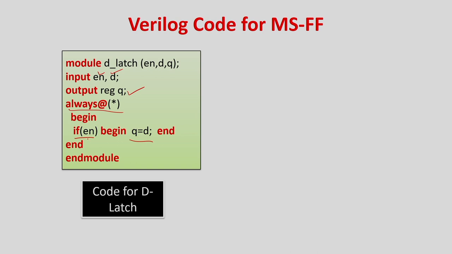If enable is equal to 1, it simply transfers the input to the storage. So D is equal to Q if enable is 1. So this is the D latch, this is the code for the D latch.